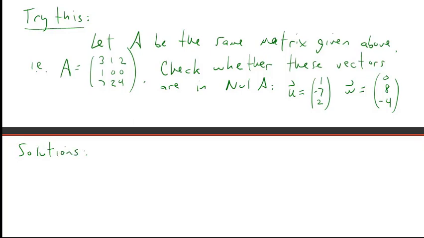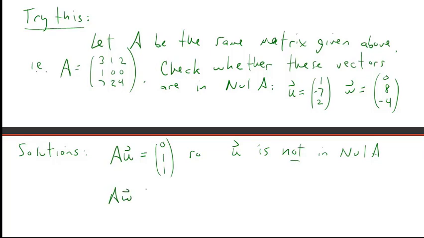And here are the solutions. If we take A times u, we get (0, 1, 1). So u is definitely not in the null space of A. On the other hand, A times w, do the product, you get (0, 0, 0). So w is in the null space of A.